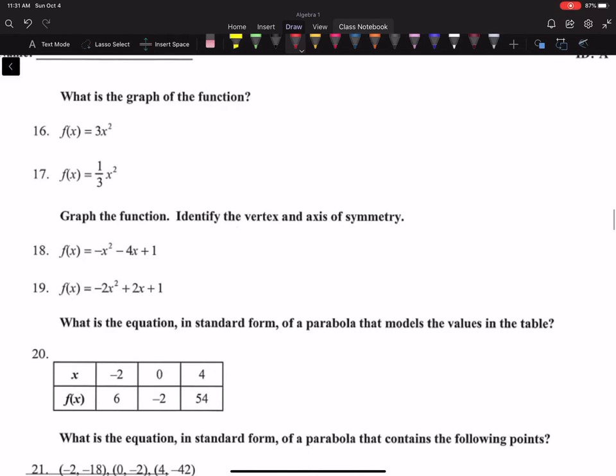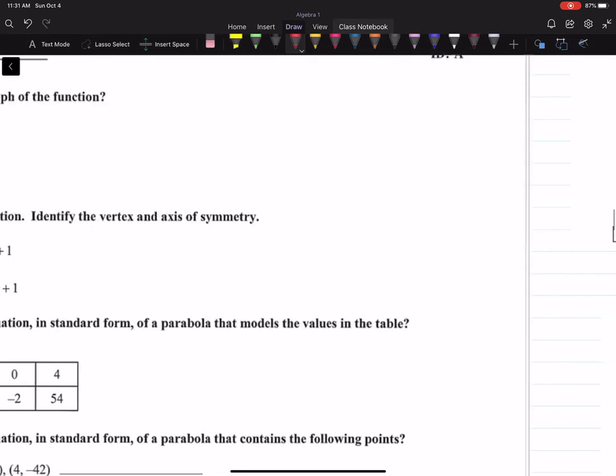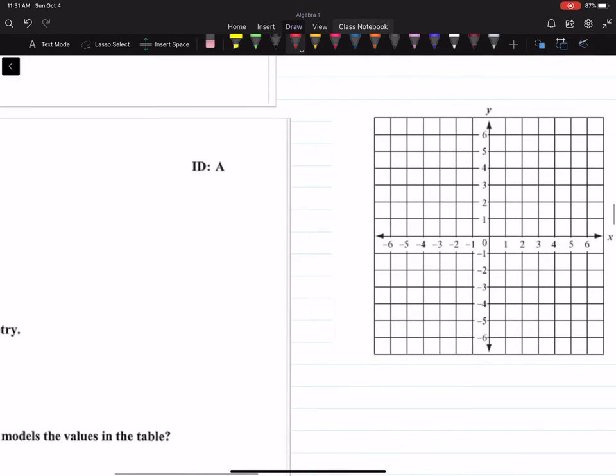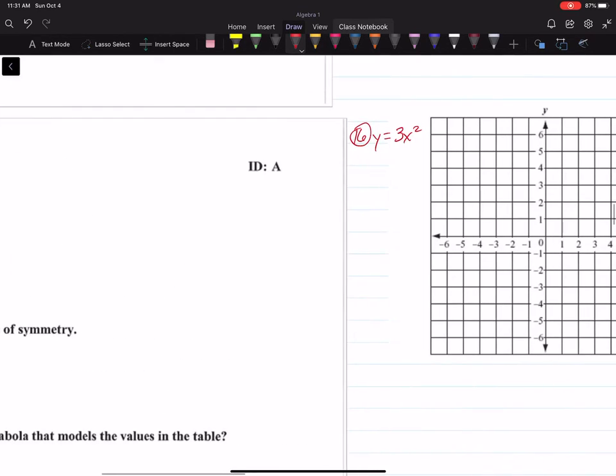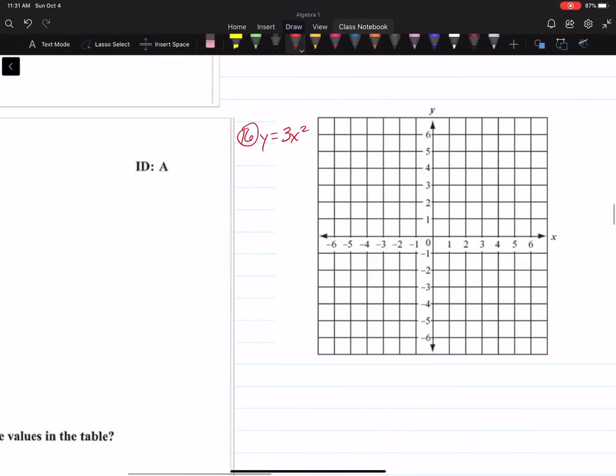All right, 16, 17, 18, and 19. Again, you can put these in your calculator if you would like. I have some graphs over here, so I'm just going to do 16 right here. 16 said y equals 3x squared. F of x equals 3x squared. It doesn't matter. F of x, y, same thing. Always make your table. When it's just y equals ax squared, you know your vertex will be (0, 0). And then you just pick some points on either side of 0.